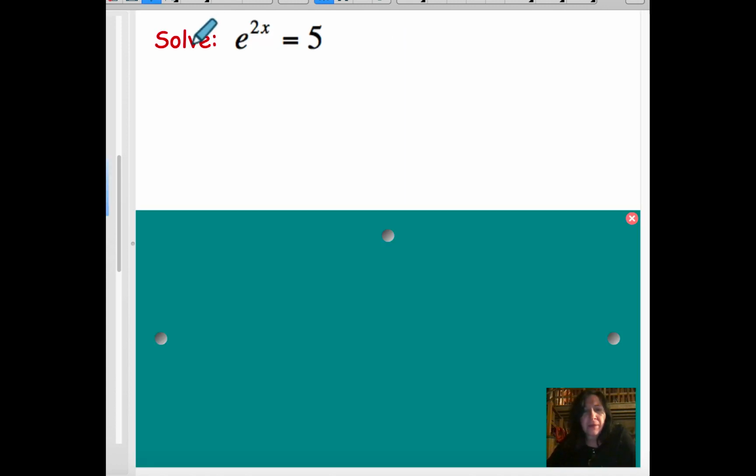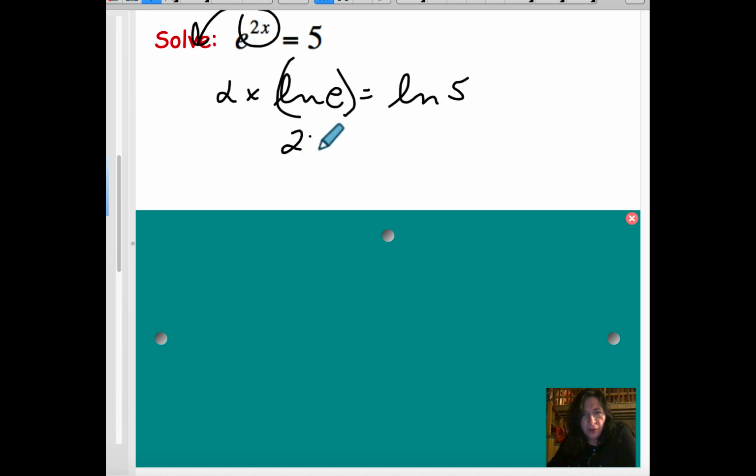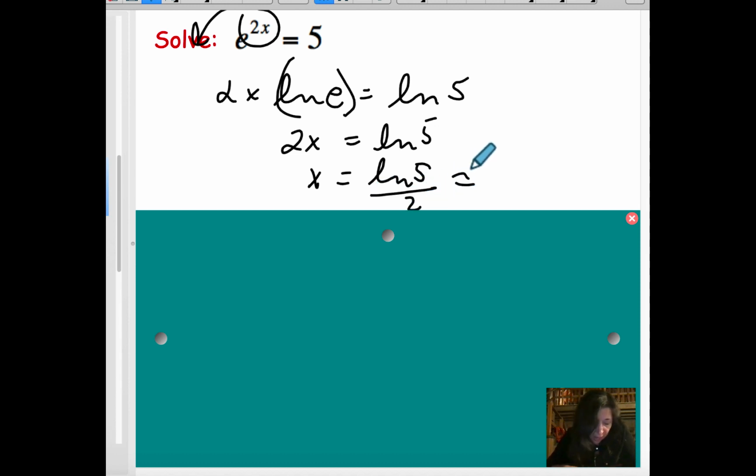All right. This one here, we're going to solve this. We're going to take this 2x, bring it out front. We get 2x ln of e is equal to ln of 5. ln of e is 1. We have 2x is equal to ln of 5. X equals ln of 5 divided by 2. So if I don't have a calculator, that's my answer. ln of 5 is equal to 1.609. Take that value divided by 2. I get 0.80472. There's my answer for x.